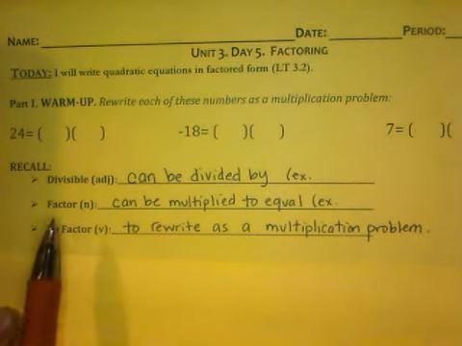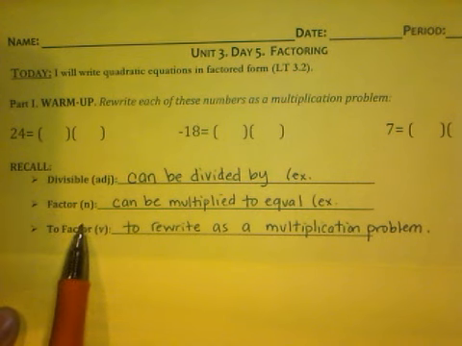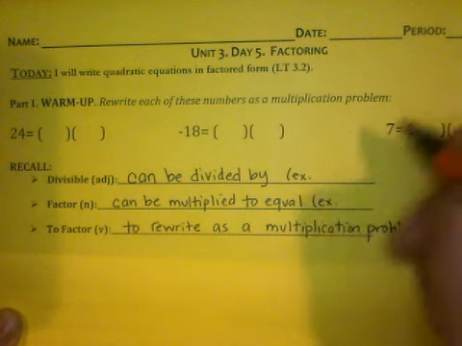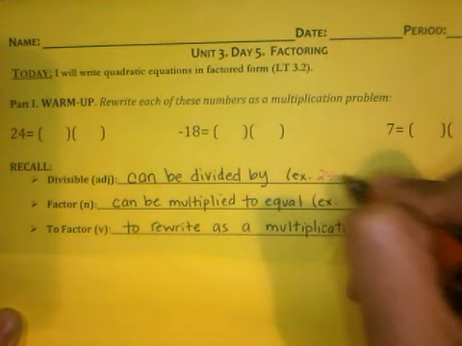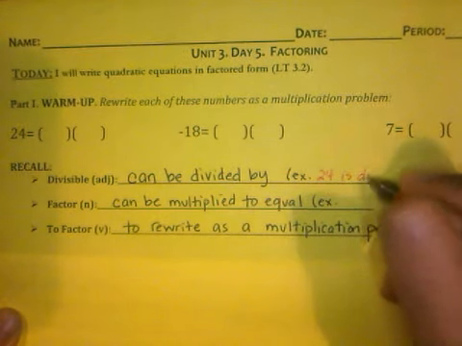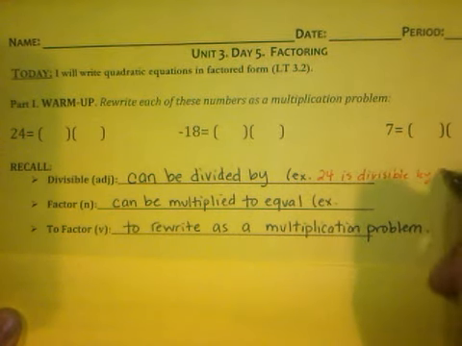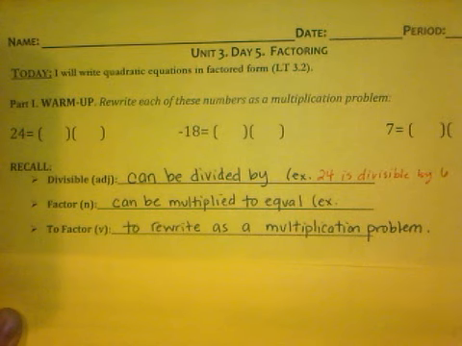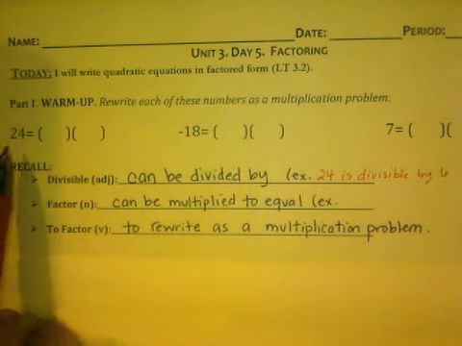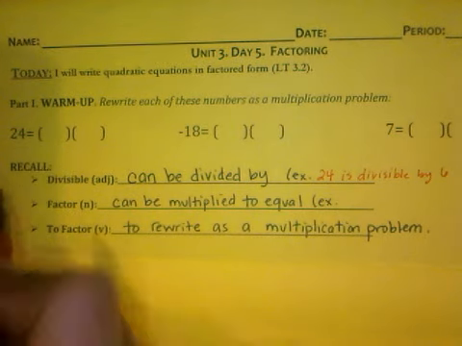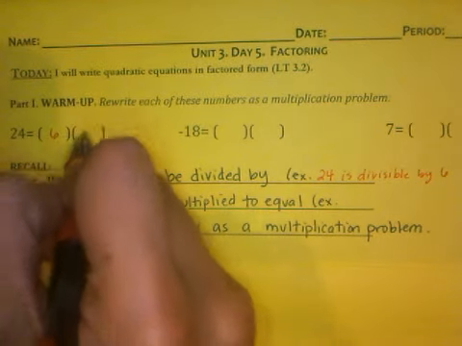So we have these three different terms that we've looked at before. Divisible means can be divided. For example, we could say the number 24 is divisible by 6. Of course, that's not the only number it's divisible by, and if we want to take 24 and split it into two numbers, there are a bunch of different ways that we could do that. But 6 and 4 would be 1.